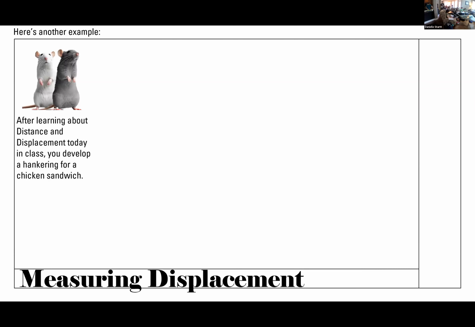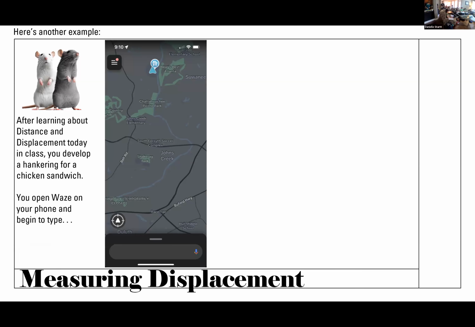So today, after sitting in here in class, learning about displacement and distance, you get a hankering for a chicken sandwich. Who doesn't, right? So you open up Waze on your phone. Who uses Waze? I love Waze. So you're going to type in Chick-fil-A.